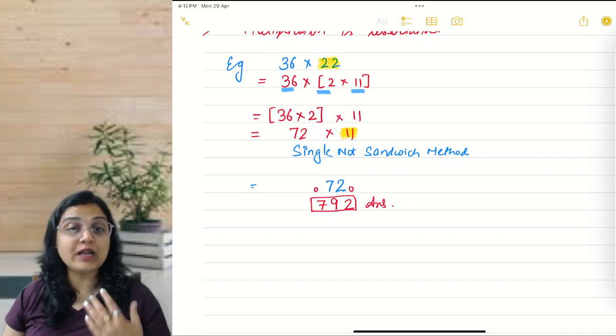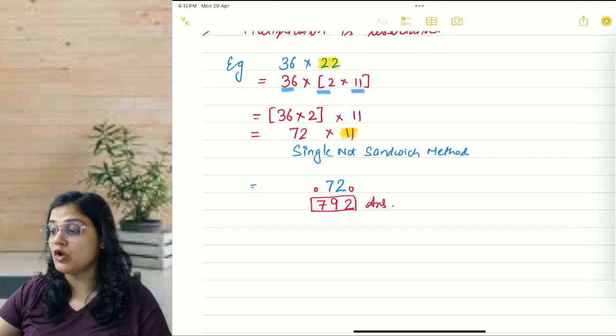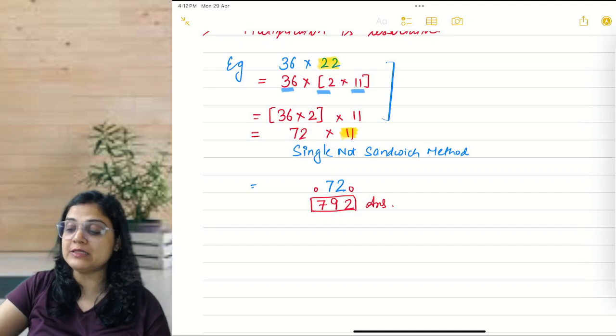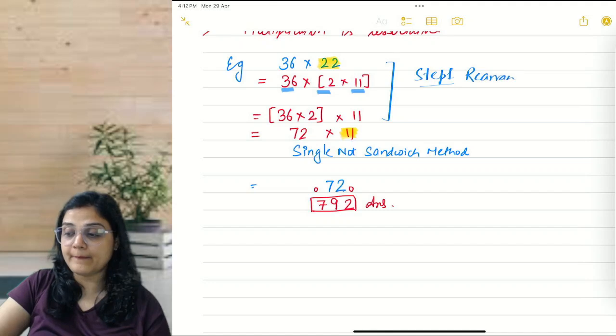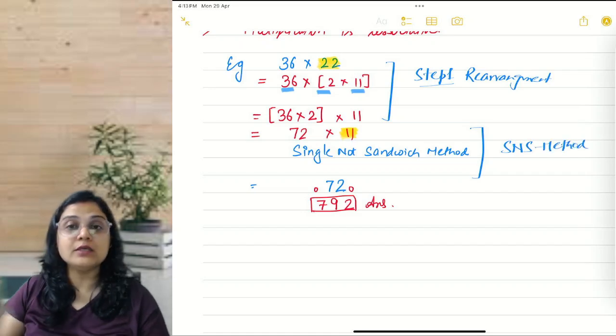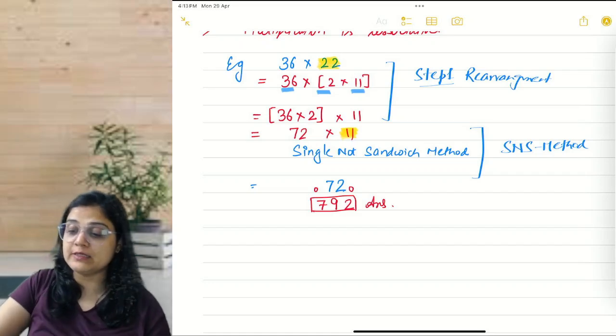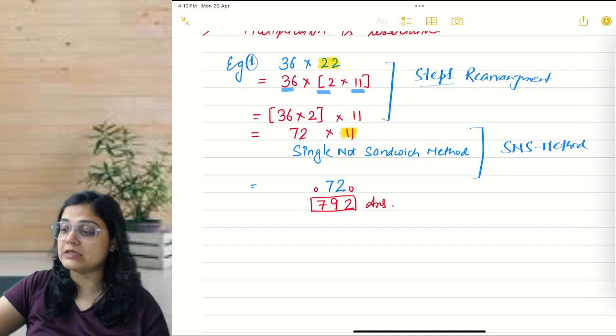So when you have multiplication by a multiple of 11, you will get your answer in 2 steps. I'll just show you those 2 steps. Your first step will be this rearrangement. This is my step number 1. This is rearrangement, and this will be my step 2, that is the SNS method. SNS method is what? Single knot sandwich method. In 2 steps you will get the answer, and that is not really difficult. It's very easy. So this is our first example of the class. Let's without further delay move to the next example.